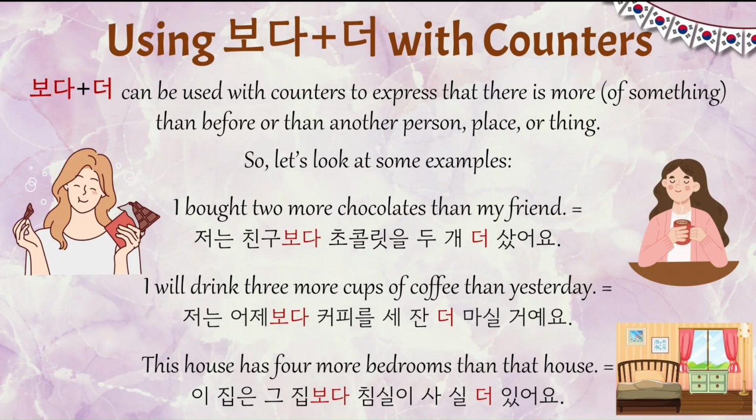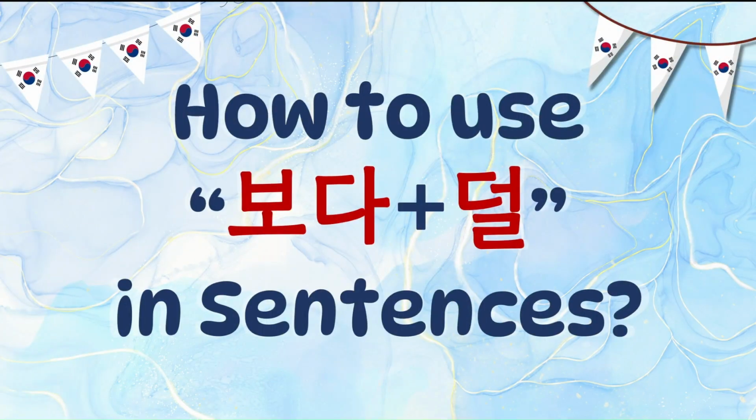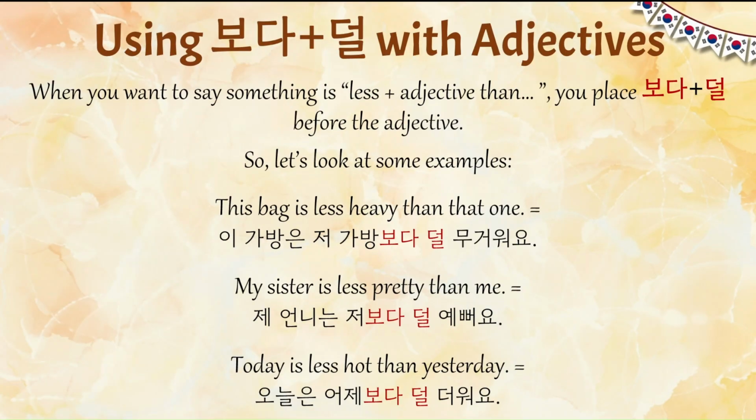All right? Now, let's move ahead and see how to use 보다 덜, less than in Korean sentences. So first of all, we are going to learn the usage of 보다 덜 with adjectives. When you want to say something is less adjective than, okay, something is less pretty than, something is less beautiful than, you place 보다 덜 before the adjective. Okay, so let's take a look at these examples to understand how to use 보다 덜 in Korean sentences.